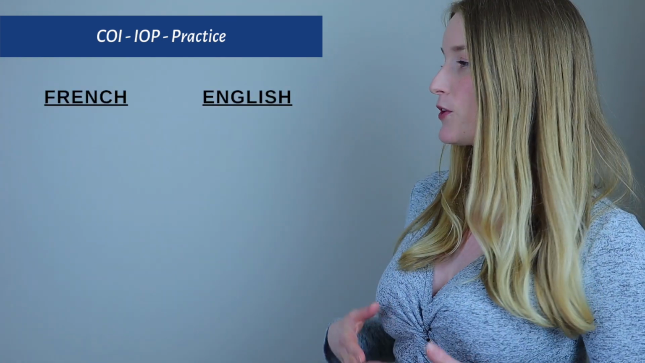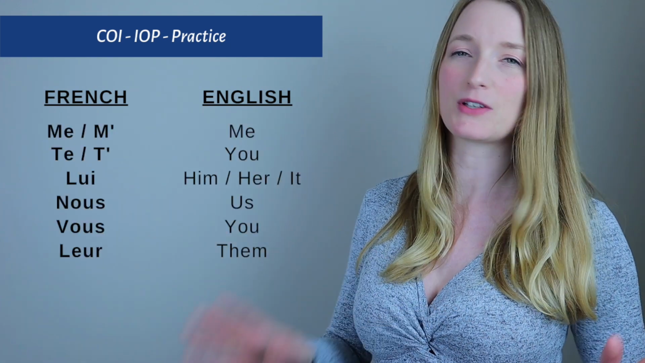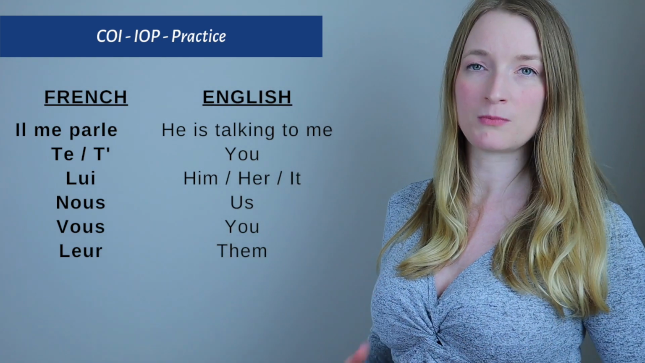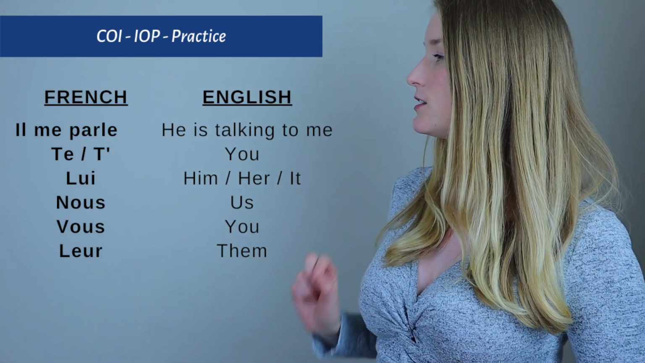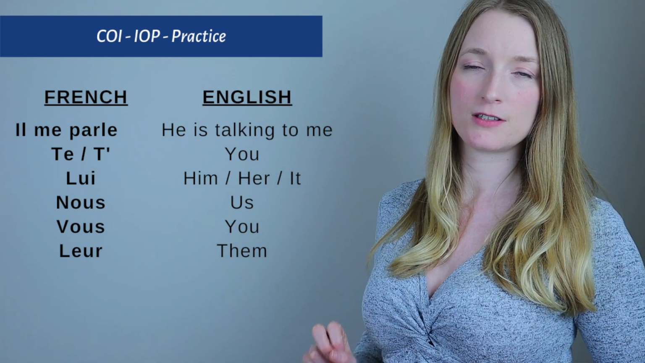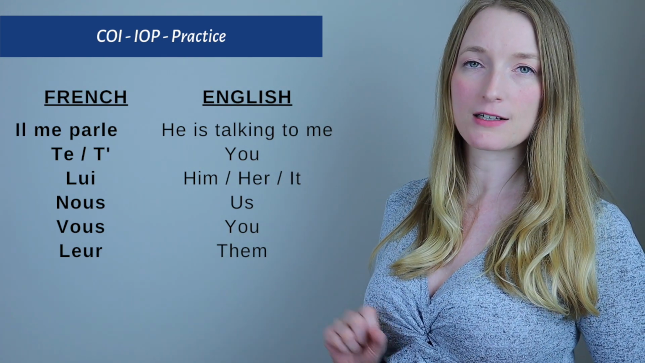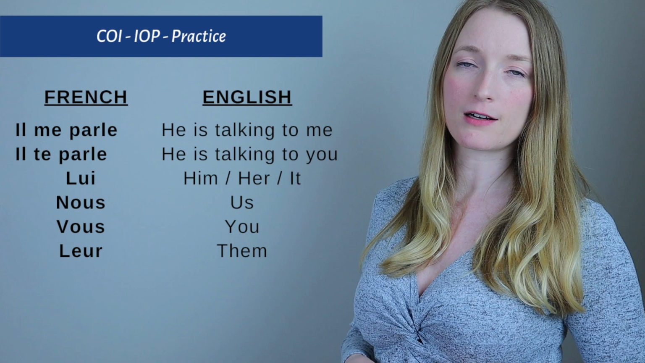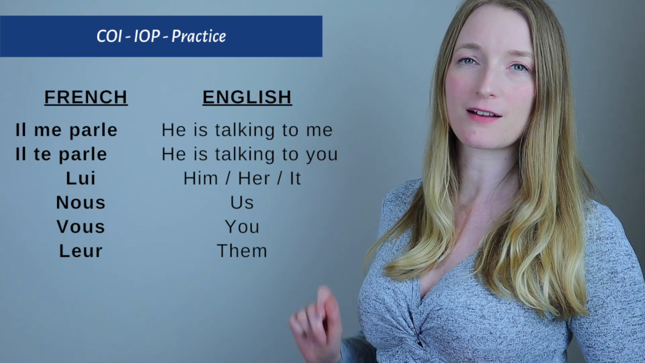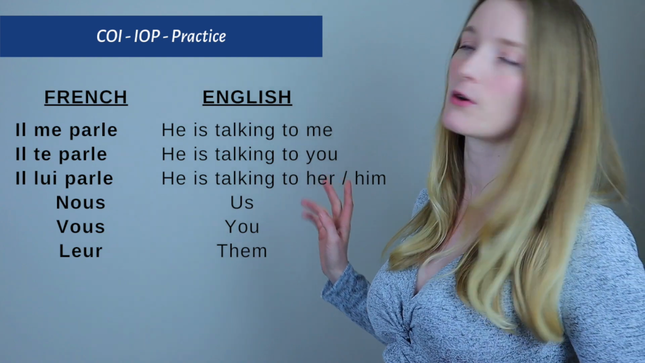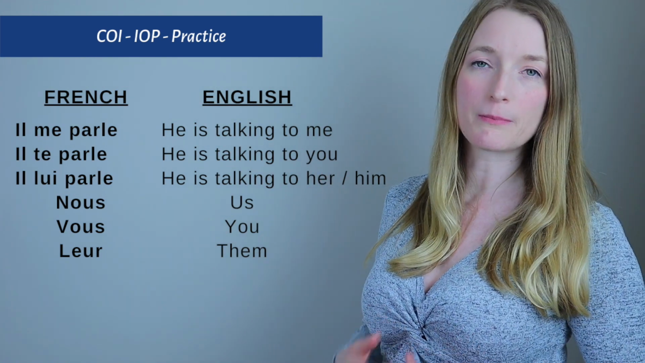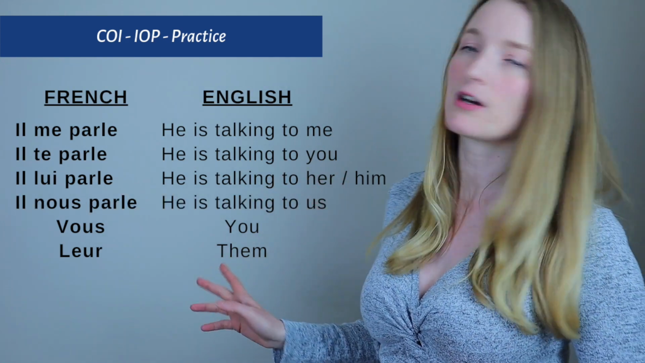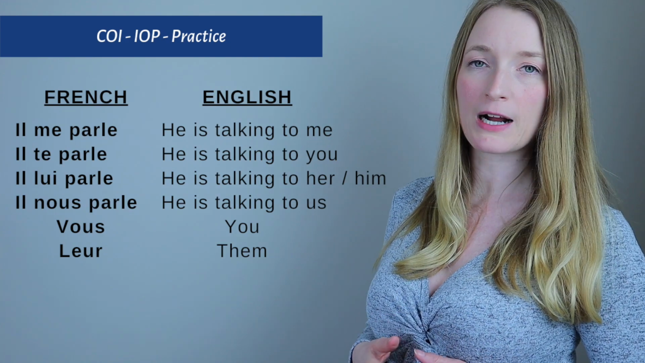Now let's see all the different pronouns in a sentence. It's going to be a very basic sentence. So if I say, he is talking to me, it's going to be in French, il me parle. If I say he is talking to you, il te parle. He is talking to her or him, il lui parle. He is talking to us, il nous parle.